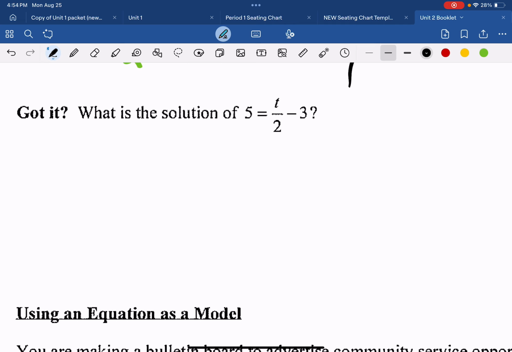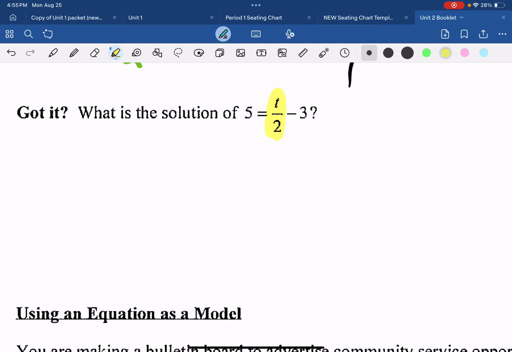What is the solution of 5 equals t divided by 2 minus 3? Okay, so first off, identify your target. Where is my variable and its term? Right there. Yes, the divided by 2 counts as being in a term, right? It's not separated from the t by plus or minus.